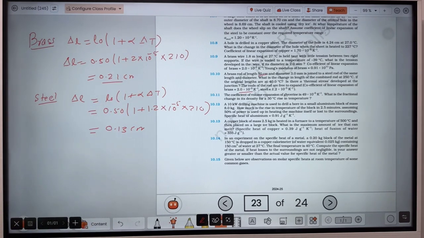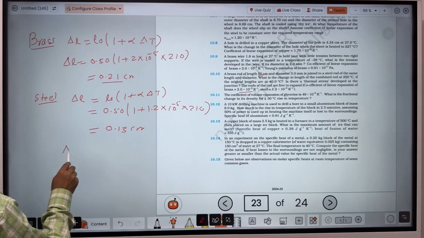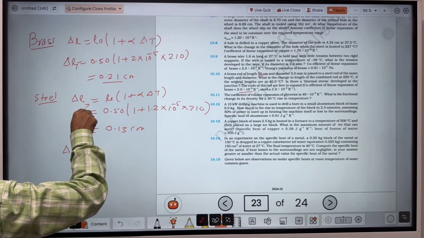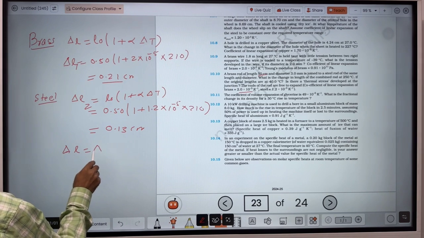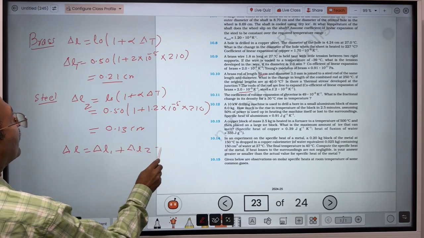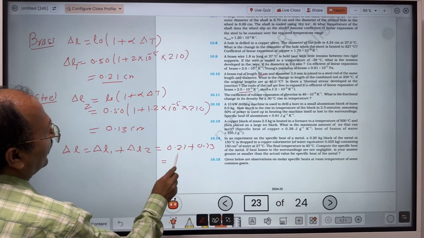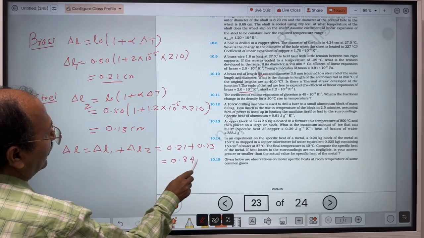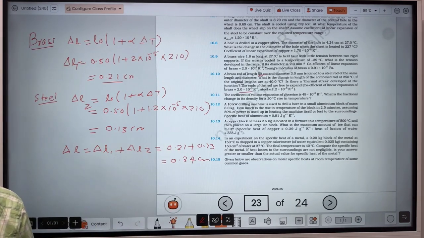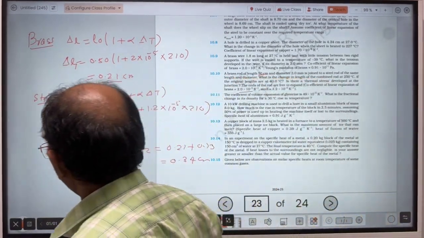And now we have to find out the change in combined length. So suppose we write this as delta L1 and this as delta L2. So delta L will be delta L1 plus delta L2. Now we can put the values. So this will become 0.21 plus 0.13. That will come out to be 0.34 centimeter, right? So you have got the answer, and as I have told you, there is no thermal stress because the two ends are not fixed.